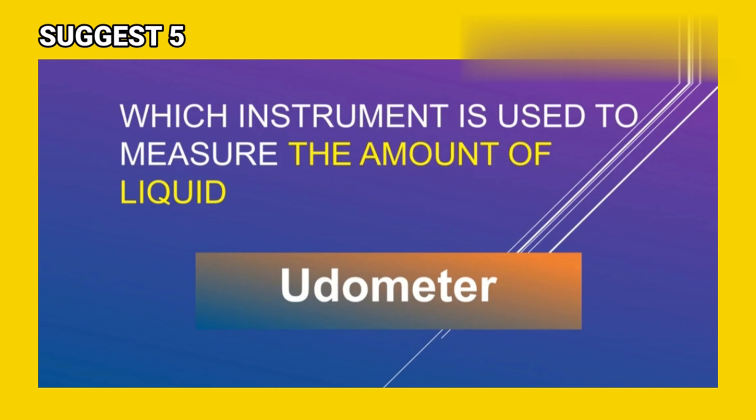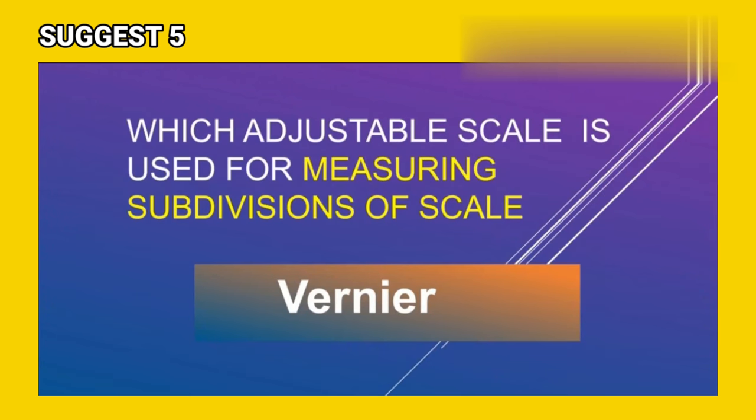Answer, odometer. I repeat, which instrument is used to measure the amount of liquid? Answer, odometer. Which adjustable scale is used for measuring subdivisions of scale? Answer, vernier. I repeat, which adjustable scale is used for measuring subdivisions of scale? Answer, vernier.